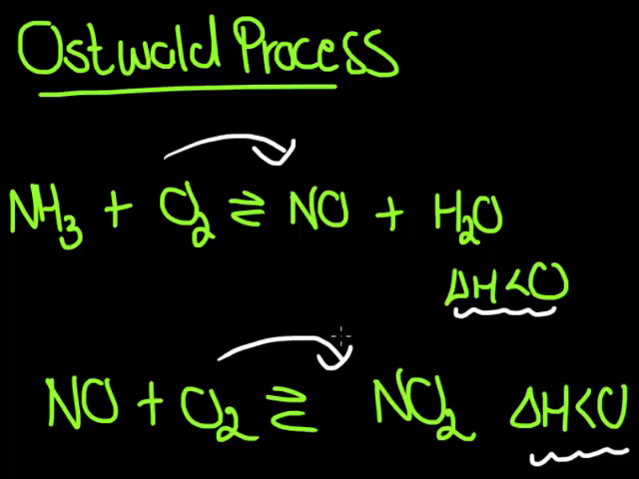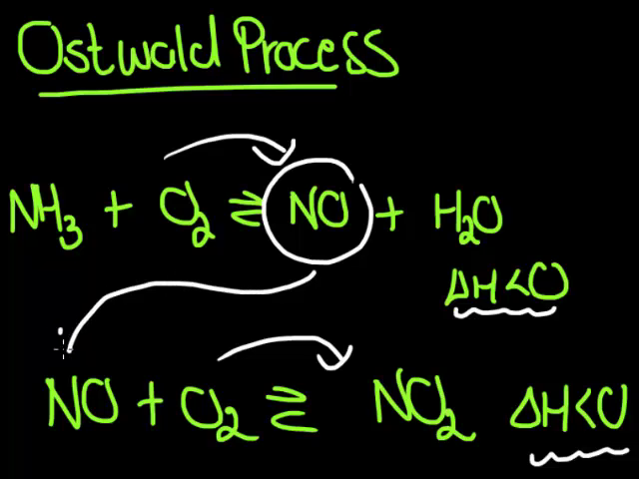Now, you need to take note in this specific reaction, one of the steps forms the nitrogen monoxide, and the next step uses this nitrogen monoxide again in order to continue forming more of the products to end up with our nitric acid, which forms in the Ostwald process.